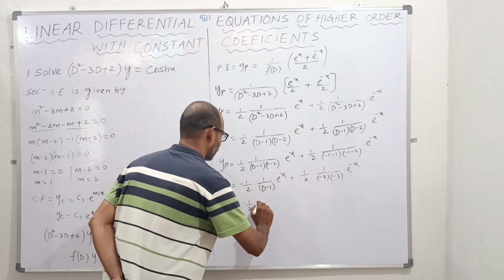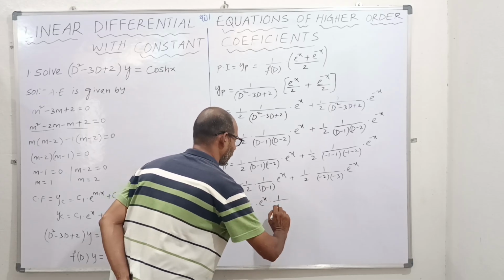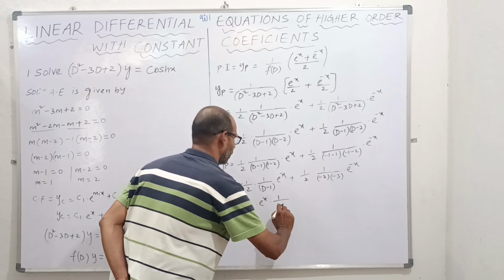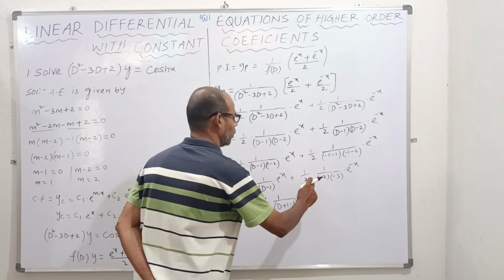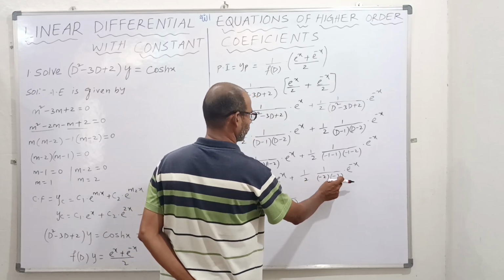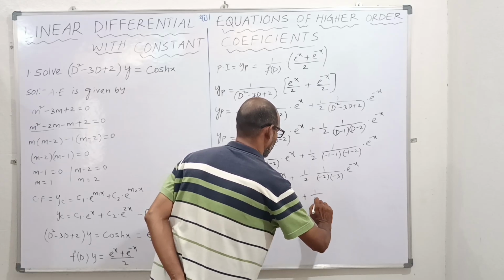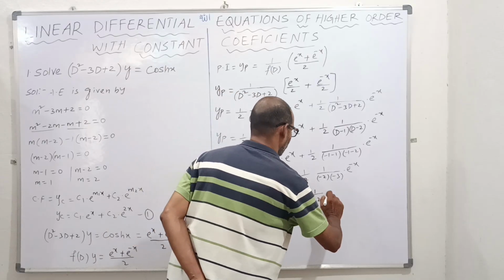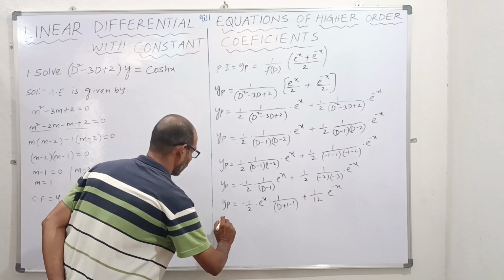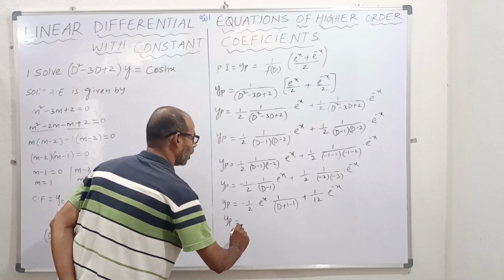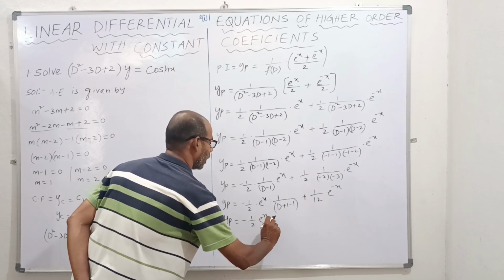and move this exponential function to the left of the operator. So e power x into 1 by, so D plus a, and we have to put a is 1. So D plus 1 minus 1. So here minus 2 into 2, 4, 4 into 3 is 12. So minus into minus plus 1 by 12 into e power x. Right? So therefore yp is equals to, so minus 1 by 2 e power x.